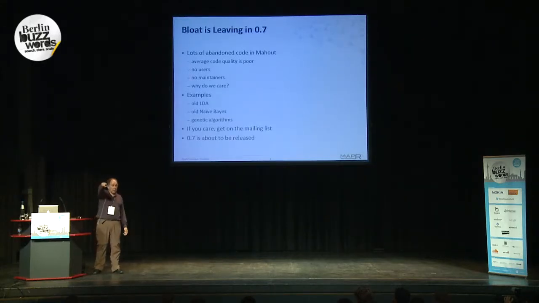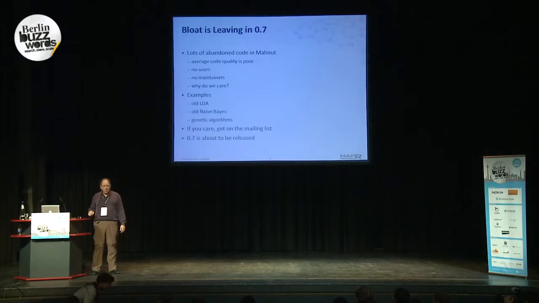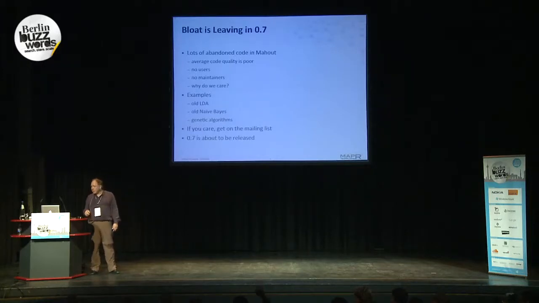If you care, send email because this release is happening right now. We're about to go live on that release. Grant and Robin have been madly typing all during this meeting. And probably are typing right now. Yeah, there he is. Robin's in the front row typing next to Grant. So 0.7 is about to go out the door, and these pieces will be gone. But our theory is nobody cares, so it shouldn't matter.